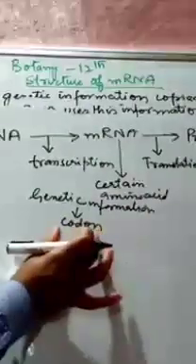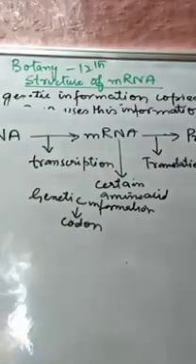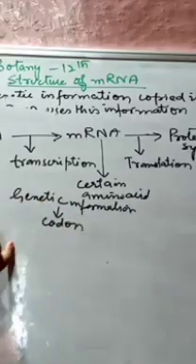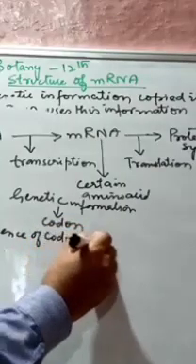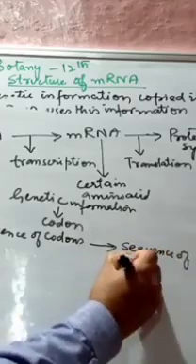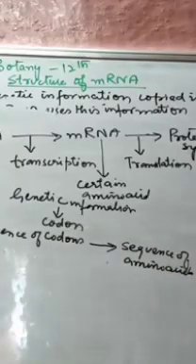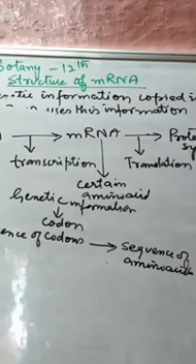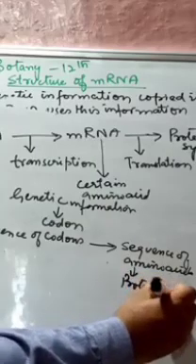Now the sequence of these codons determines the sequence of the amino acids. So we can write it like this: the sequence of codons gives rise to the sequence of amino acids. So we say the sequence of codons determines the sequence of amino acids in a protein chain.